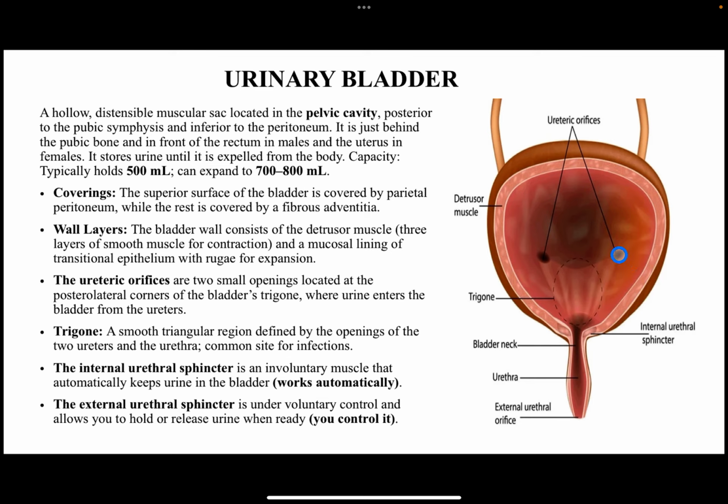So this ureteric orifice and this ureteric orifice, and then we have the urethral opening. These three things form a triangle, from here to here, and from here to here. That is what we call the trigone of the urinary bladder. It is a smooth triangular region defined by the openings of the two ureters and the urethra, and it is a very common site for infection in males and females, or in the urinary system.